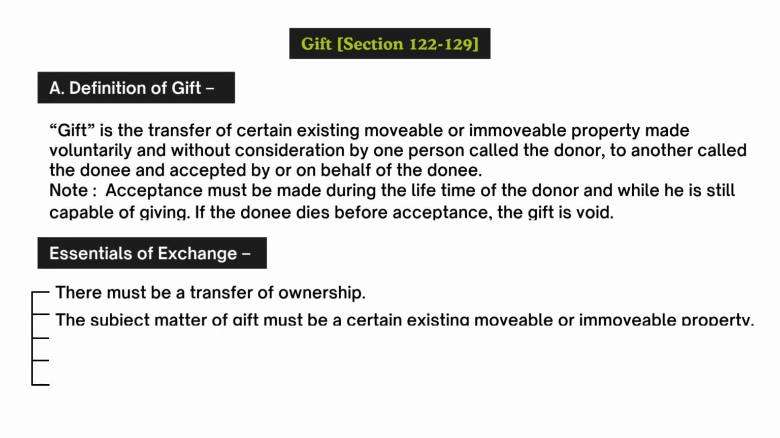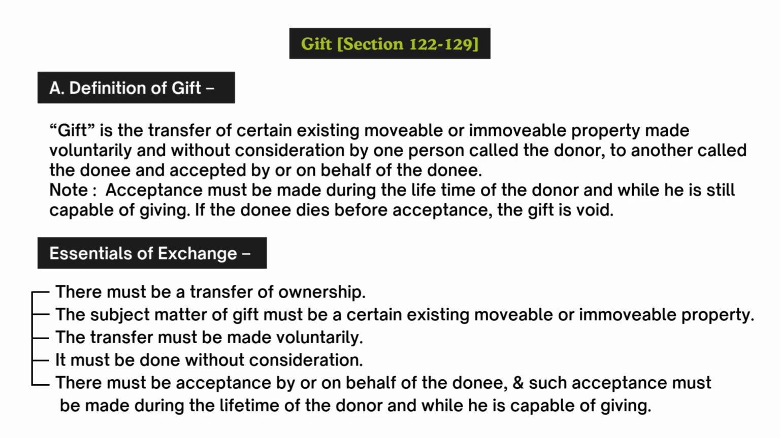Next, gift. Sections 122 to 128. A. Definition of gift. Gift is the transfer of certain existing movable or immovable property made voluntarily and without consideration by one person, called the donor, to another, called the donee, and accepted by or on behalf of the donee, and such acceptance must be made during the lifetime of the donor and while he is capable of giving.